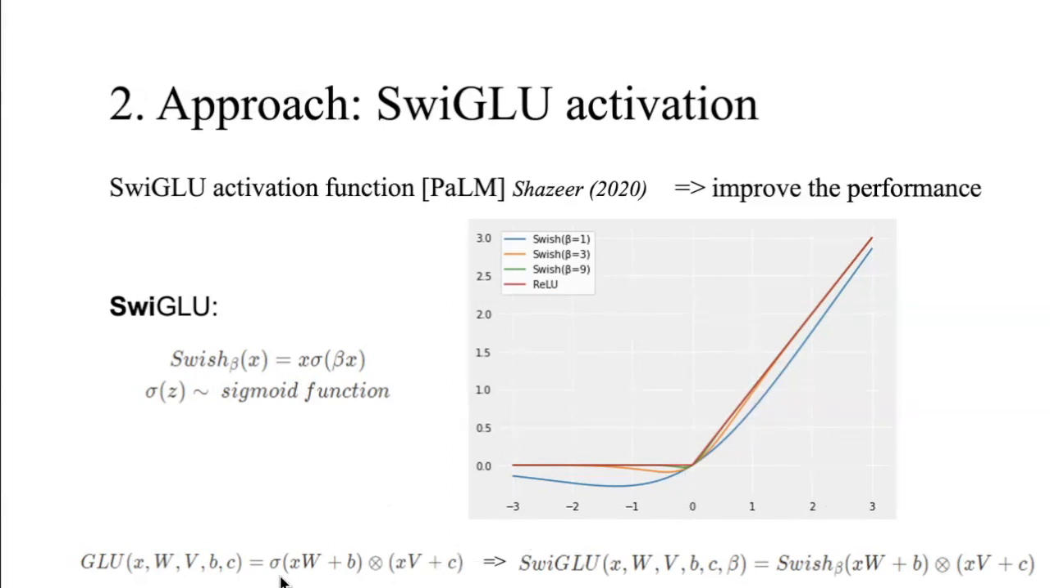So basically, for this SwiGLU activation, it just changed the sigmoid function to this Swish function, so that you get a more advanced version of the ReLU activation function. They find that using the SwiGLU activation function, you can improve the performance compared to the original ReLU function.